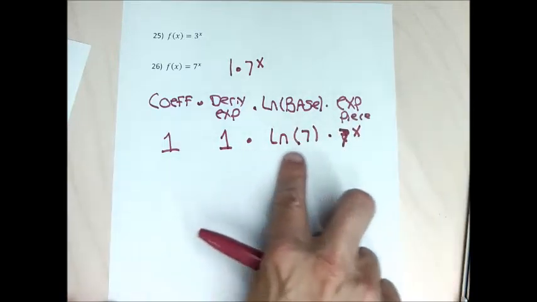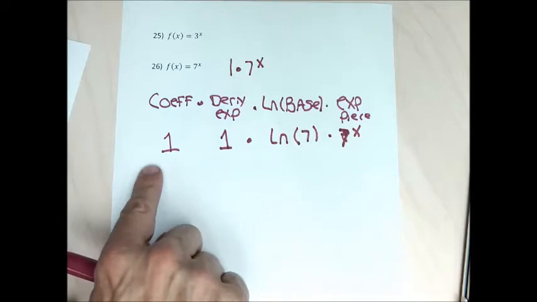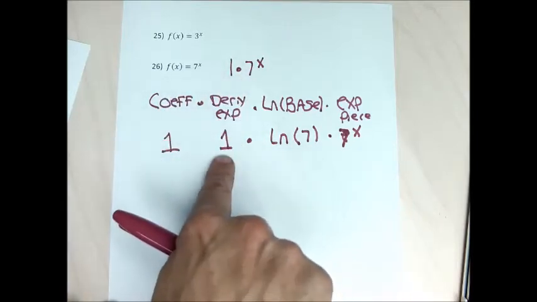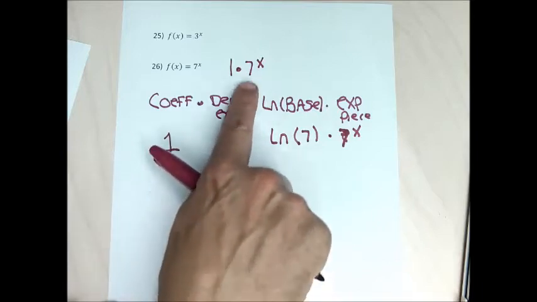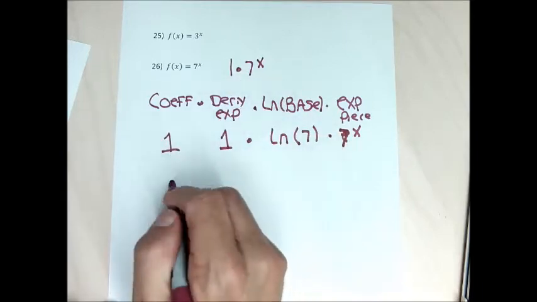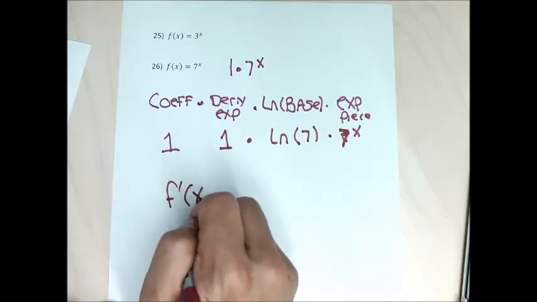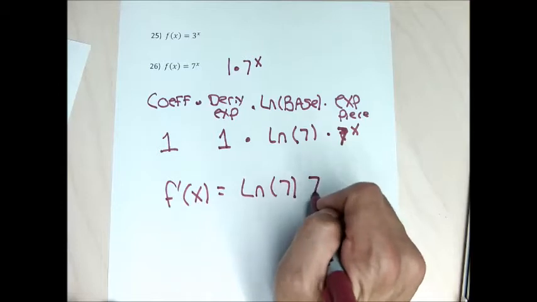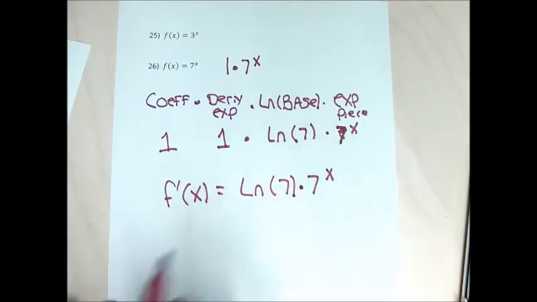There's going to be 4 pieces in my derivative. Coefficient, 1 that I don't need to write. Derivative of the exponent, 1. Natural log of the base, natural log of 7, and the exponential piece. So the derivative in problem 26 is just going to be the natural log of 7 times 7 to the x. I probably don't really need a times sign there, but I can put it there because the other pieces are 1.